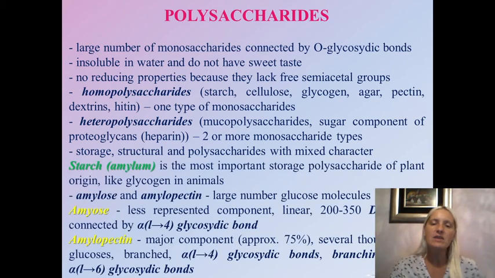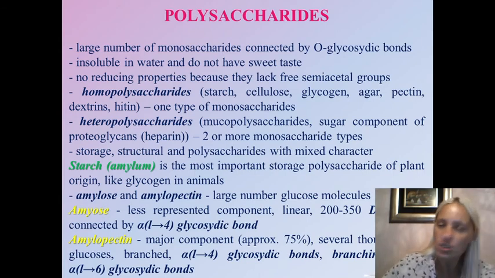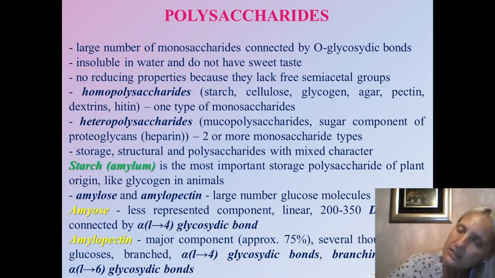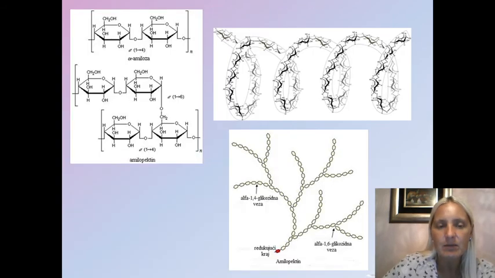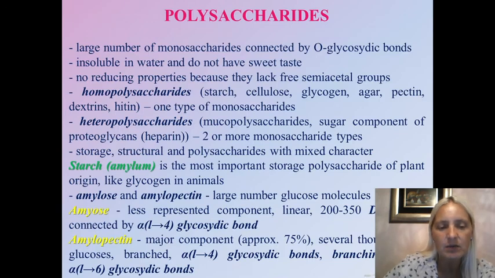One of the most famous polysaccharides is starch, or amylum. It's the storage polysaccharide in plants, and it's similar to glycogen in animals. It contains two domains or two parts. The first one is amylose. I'm sorry for my typing mistake.